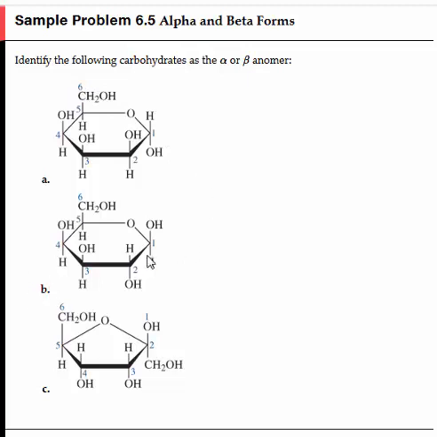If we look at B, C1 is again our anomeric carbon. It's bonded to two oxygen atoms, and the hydroxyl group is above the plane, as is the C6 carbon. So this is a beta anomer.